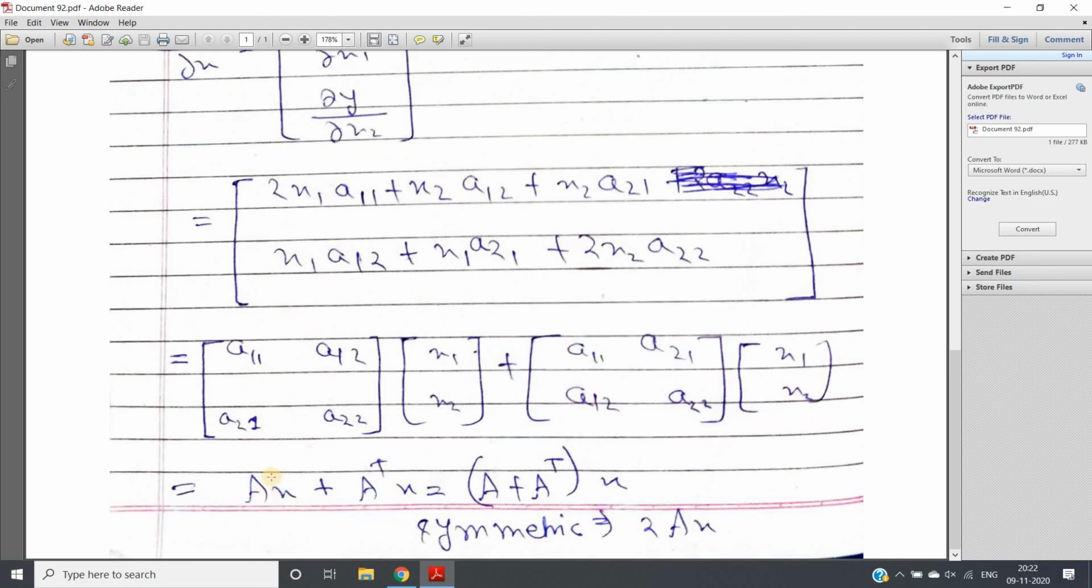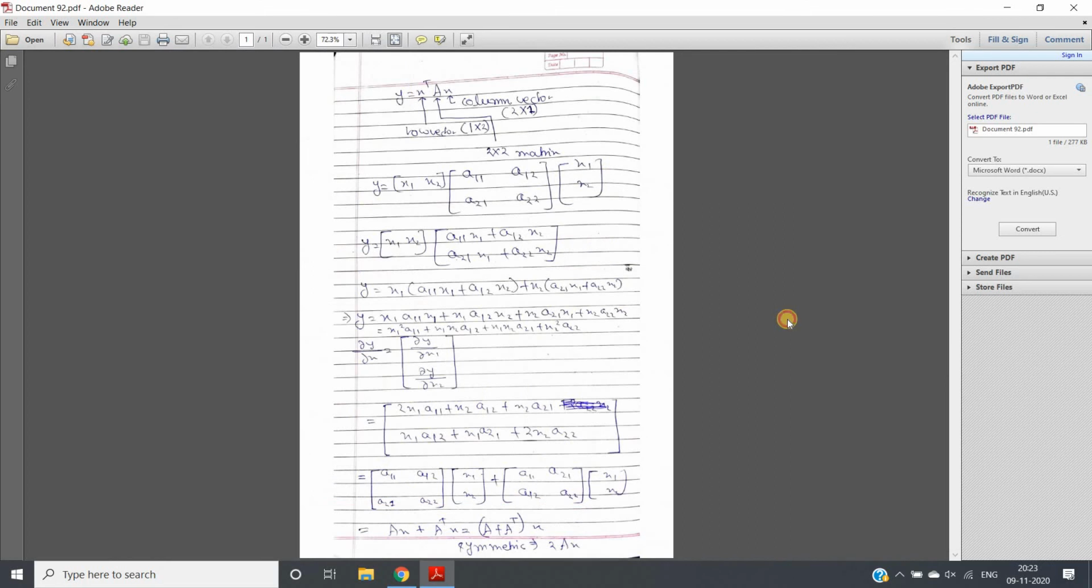So the conclusion is: the derivative of y with respect to x, when y is in this form, x transpose A x, where A is a matrix and x is a column vector, our output will be A plus A transpose multiplied by x. Now if A is a symmetric matrix, then A and A transpose will be the same, so you can simplify as 2 into A into x. Keep this formula in mind from the matrix differentiation point of view, because it is going to help us in the derivation of multiple linear regression in my upcoming video, right?